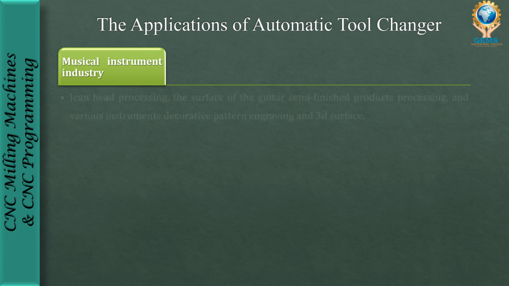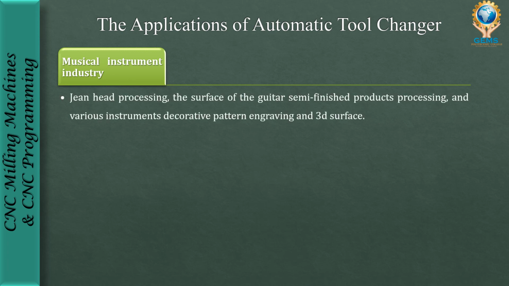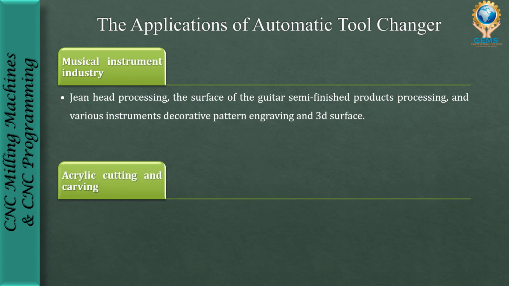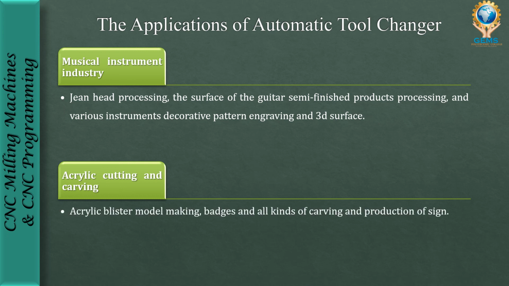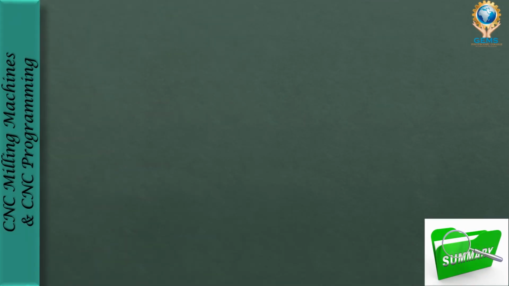In the musical instrument industry, there is head processing, the surface of the guitar, semi-finished products processing, and various instruments, decorative pattern, engraving, and 3D surface. So in musical instruments, these are the areas where they are using this automatic tool changer. Acrylic cutting and carving, acrylic blister model making, badges, and all kinds of carving and production of signs. So they are using this application of ATC.